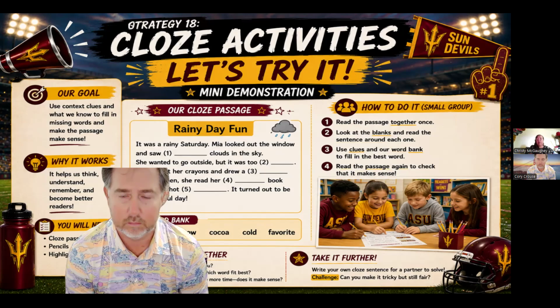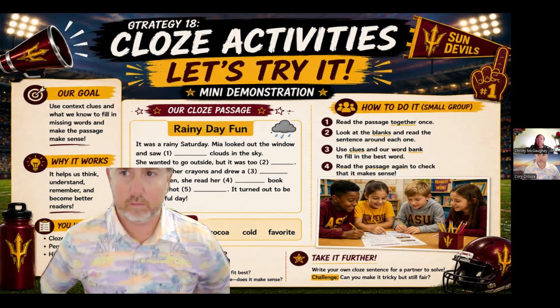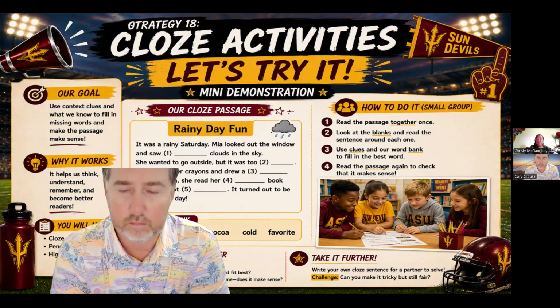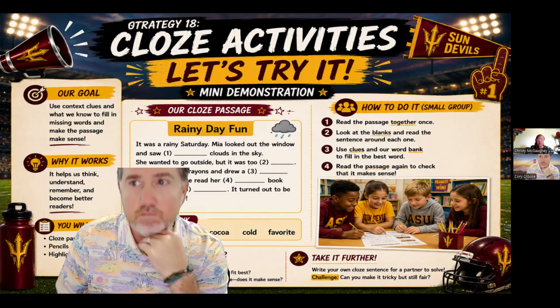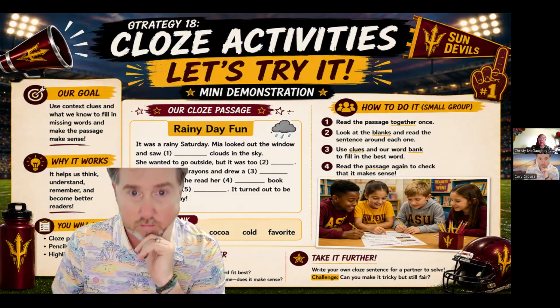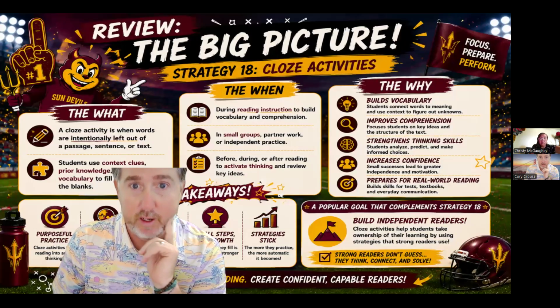And so how to do it in a small group. We'd read the passage together once, look at the blanks and read the sentence around each one, use clues and the word bank to fill in the best word, and then we'll read the passage again to check that it makes sense. Okay. Next slide.